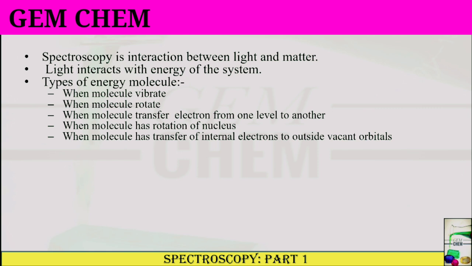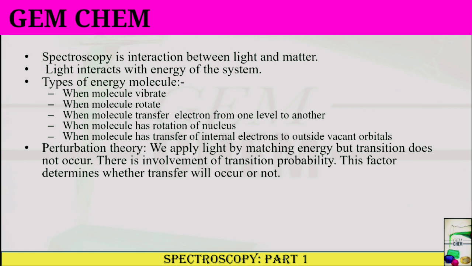So if we consider here the energy gap which is created when a particle or when a subatomic particle goes higher up in energy, it produces a resonance, and this resonance can be one of the reasons for production of spectrum. Now when we consider perturbation theory, here it states that when we are going to apply light by matching the energy, then transition does not occur. Therefore, there is a transition probability which would help us to determine whether the transition will occur or not.